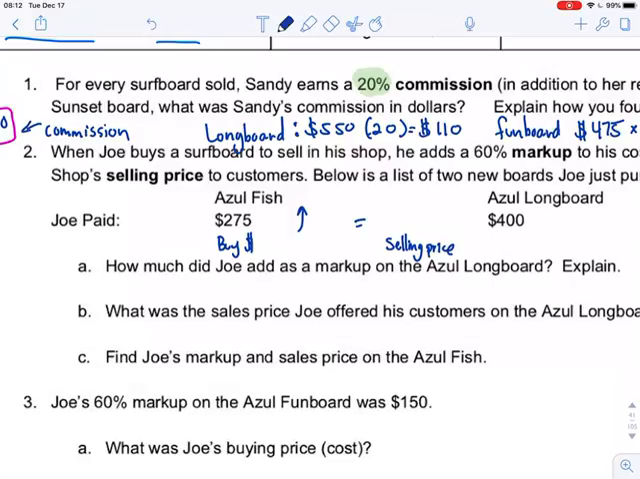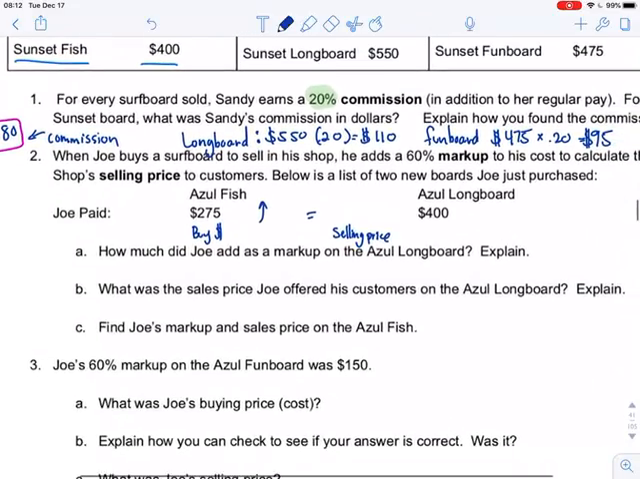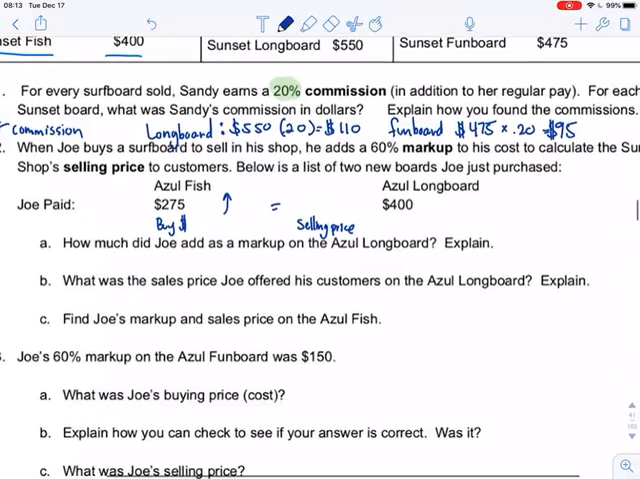He needs to increase his board price so he can actually make some money. If he buys it for $275 and sells it for $275, he's not going to be making any money. For part A, it says, how much did Joe add as a markup to the Azul longboard? So we're actually going to start on this question over here for the longboard. We need to figure out how much he increased.